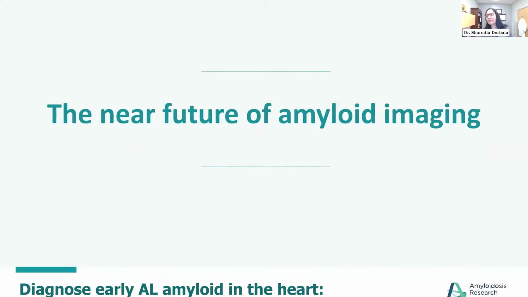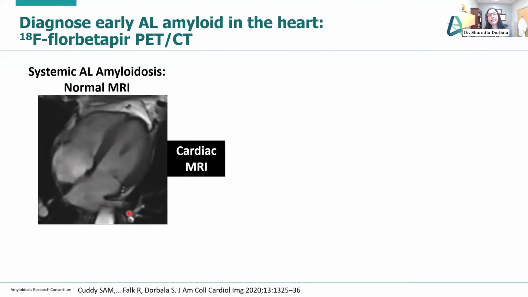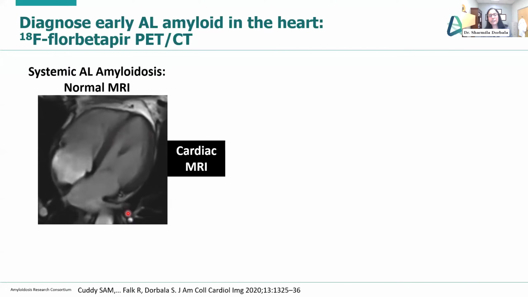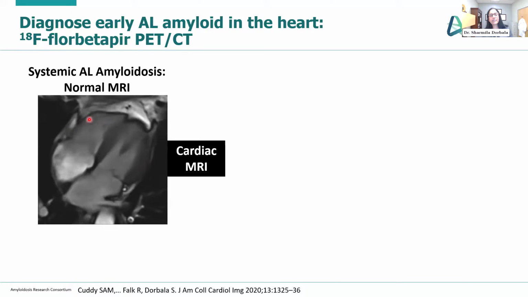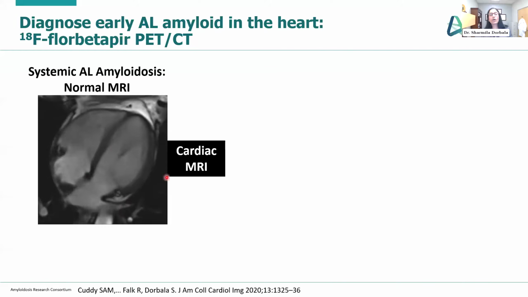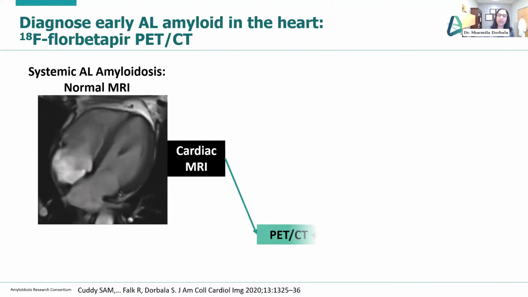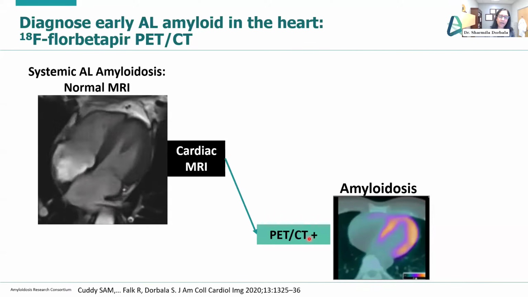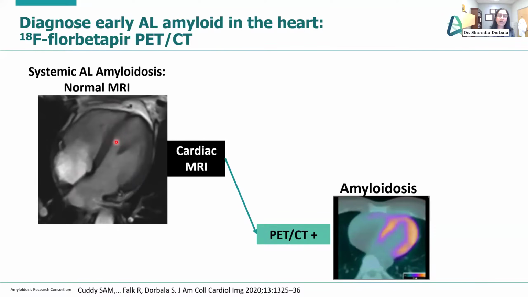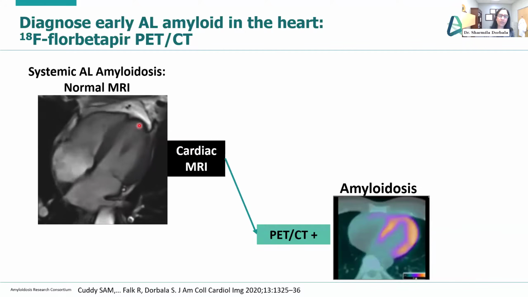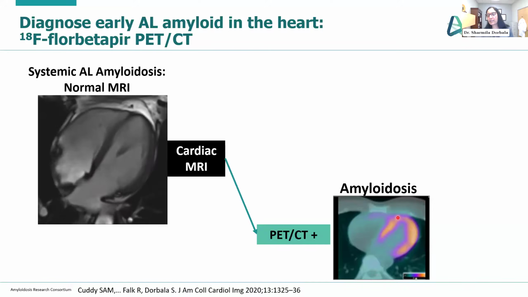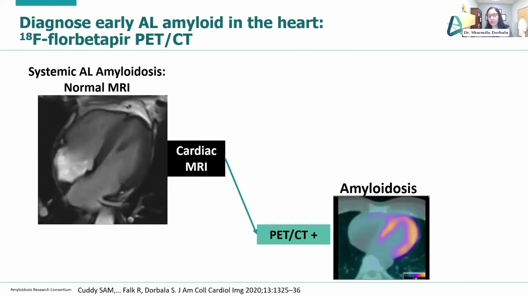The last 2 minutes. The near future is really advancing this field further, trying to understand in people who have systemic biopsy-proven amyloid, where an advanced test like MRI is normal, could they be early amyloid in the heart? And here's an example from our ongoing research work, where we found that even when the heart is normal looking on MRI, the PET tracers may pick up early amyloid. So this is an early phenotype before there's overt changes in heart structure or heart function.